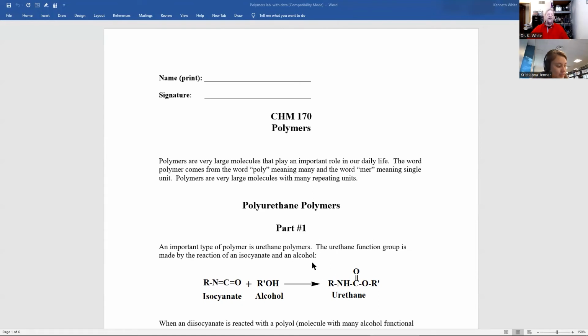Anyways, today's lab is polymers. And Dr. White's sad. Why? Because it's fun to watch students make polymers if we were face to face, but we're not. Polymers play an important role in our daily life, and the word comes from poly, meaning many, and mer, meaning single units. These are large molecules that have many repeating units, just like a long train with box cars, all the same, or alternating 1 and 2.